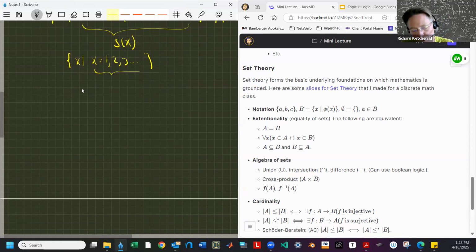An important set is the empty set. Sometimes you write it like that, sometimes you write it like that. You really don't want to use that for 0, because it really does mean the empty set.